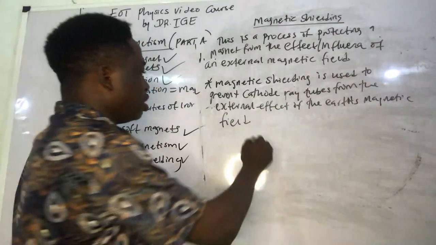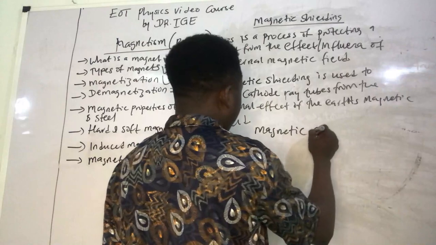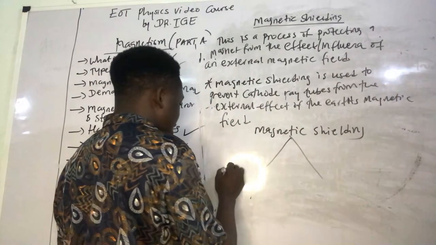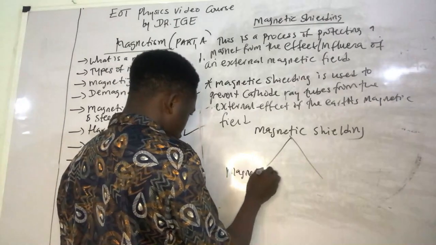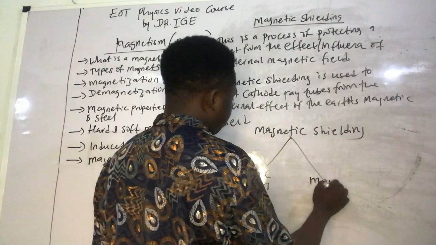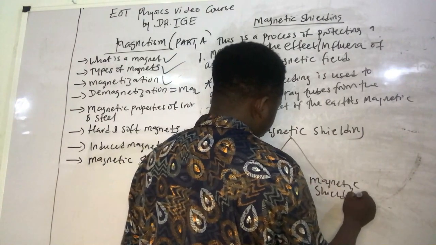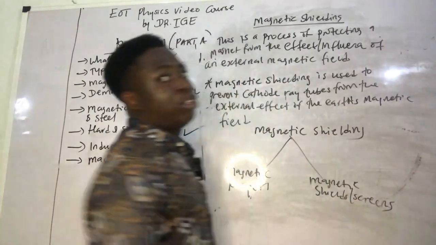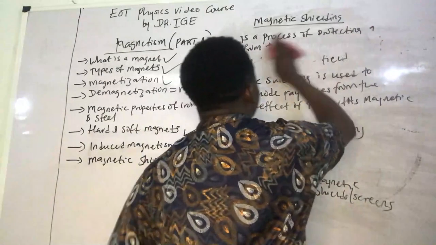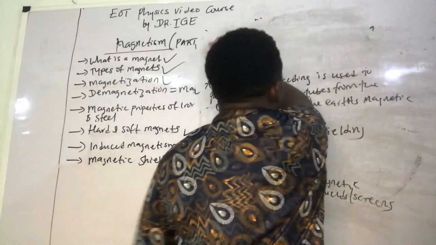So under magnetic shielding, we have two different types or different categories here. We have the use of magnetic keepers, and then we have the use of magnetic sheets themselves or screens. Okay, so we're going to talk about both of them. We're going to talk about the differences also. I'm going to wipe this part of the board now. Let's talk about the magnetic keepers. Let me show you how it works.